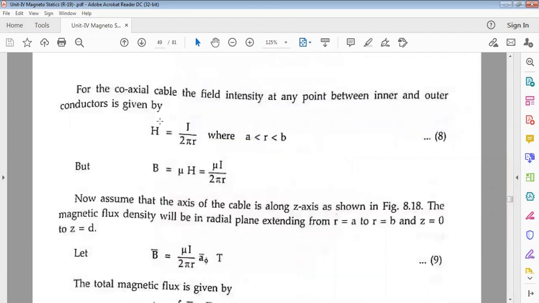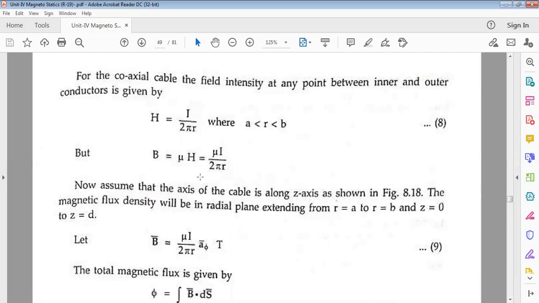Okay, so for a coaxial cable, the field intensity at any point between the inner and outer conductors is H is equal to I by the 2 pi R. We already derived this equation in the range of A to B. The second case is R in between A and B: H is equal to I by the 2 pi R, and B is equal to mu I by the 2 pi R. Got it, my students?